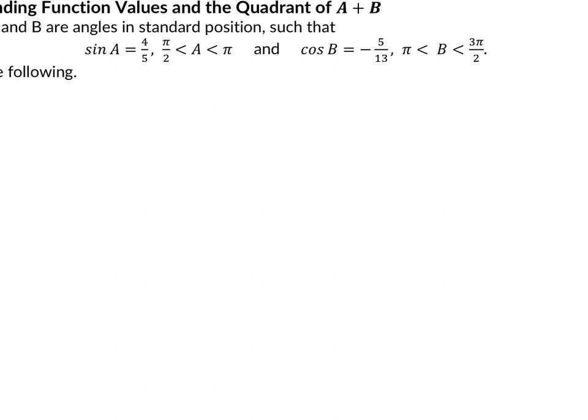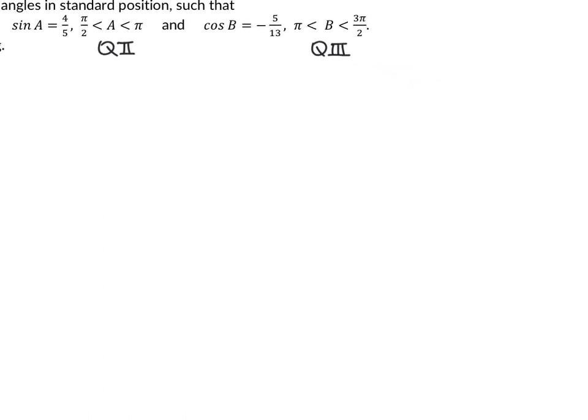In this problem, this part right here where it says A is between pi over 2 and pi. Look on your unit circle for pi over 2 and then for pi. What quadrant is contained by pi over 2 and pi? It's the second quadrant. So we're saying that A ends in the second quadrant. Now what about B? Between pi and 3 pi over 2 is which quadrant? Quadrant 3. So we know when we set up our little sidebar that we're working in quadrant 2 and in quadrant 3. So here's my little sidebar.